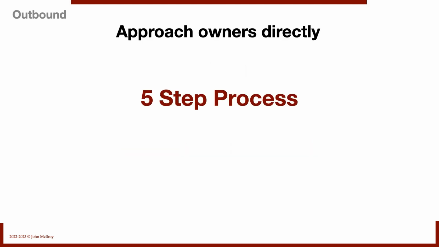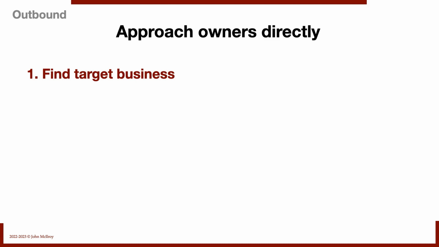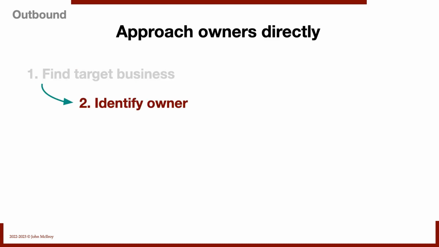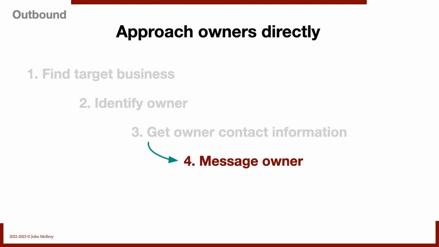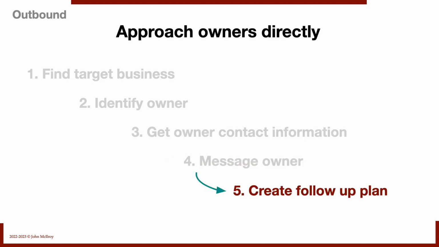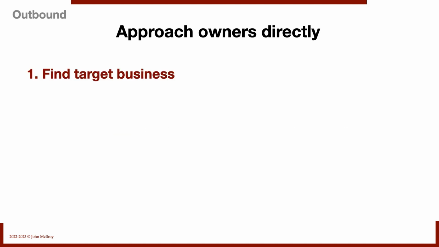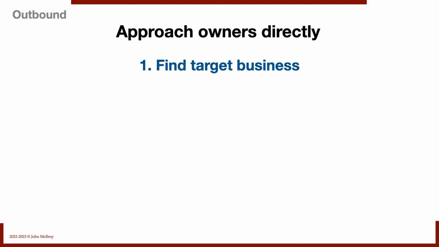I use a 5-step process. I'm going to share it with you. I've got to find the target business. Then I have to identify the owner, then get the owner's contact information so that I can message the owner and then create a follow-up plan. And let's quickly go through all 5, starting with find a target business.